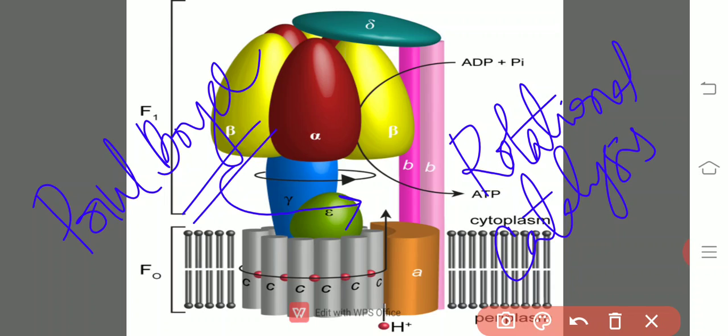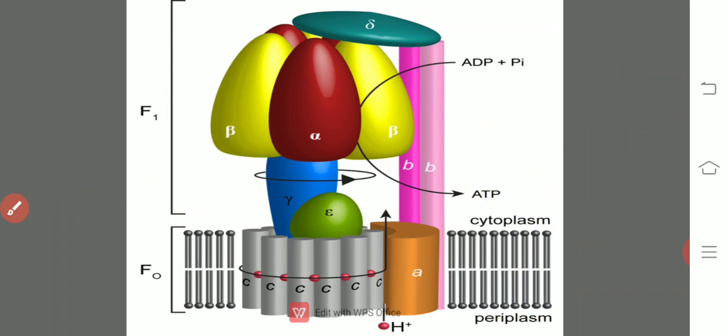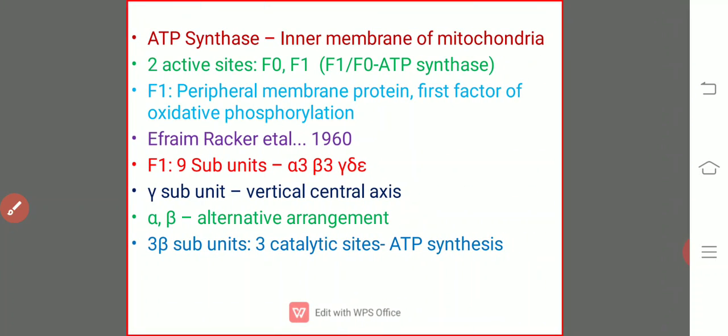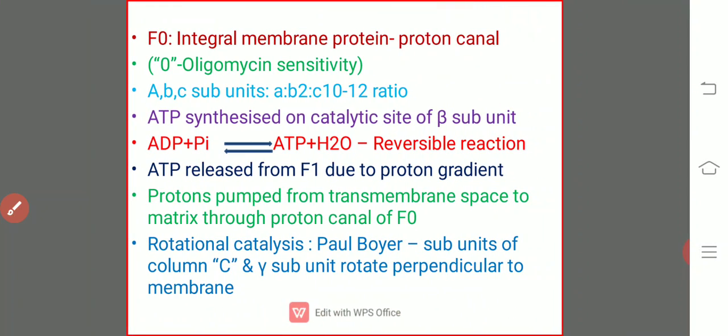This is all about the synthesis of ATP. See the terms. All of them have been covered. Then move to the next slide. So F0, ABC subunits and their ratio. The reversible reaction and the role of the F0, rotational catalysis.